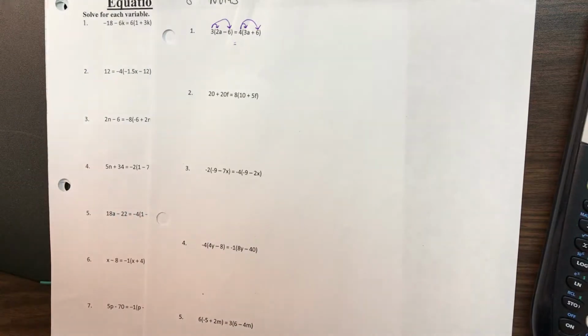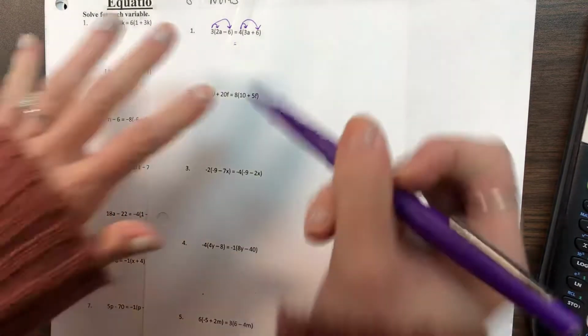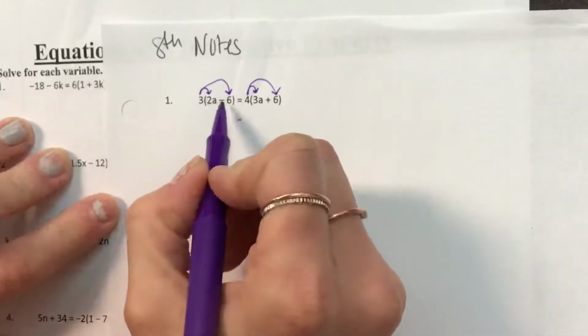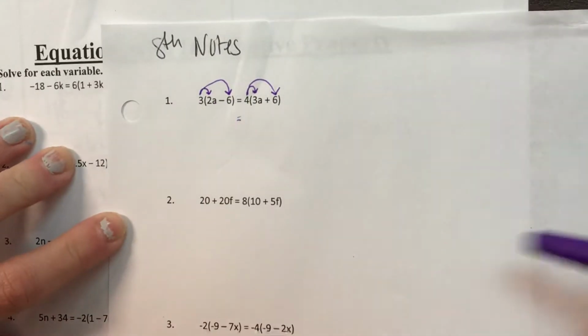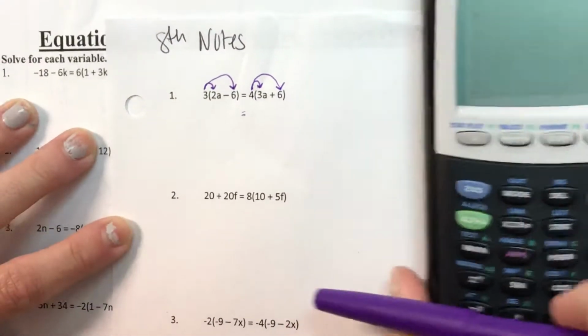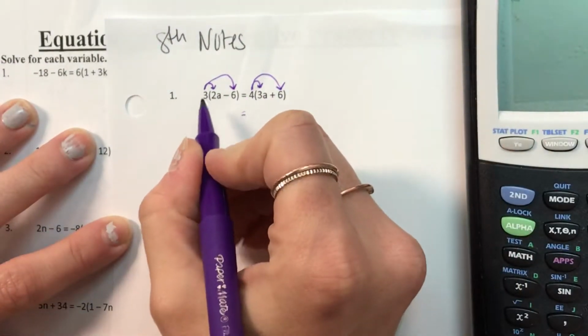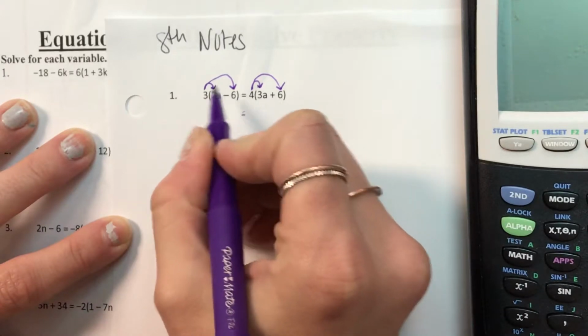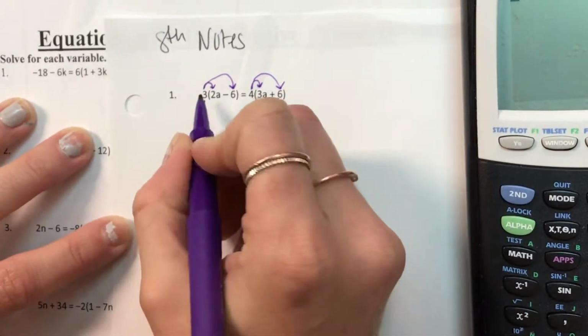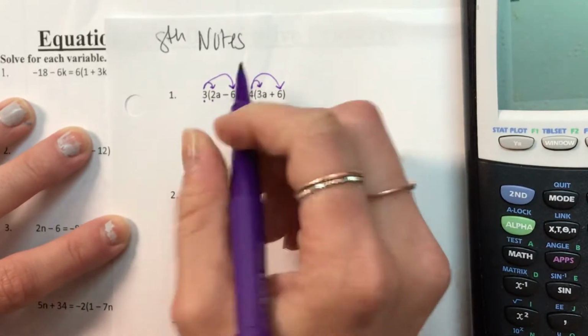So with the distributive property, anytime we have a number outside of a parentheses, when we're following PEMDAS, we have to do what's in the parentheses first. However, if we have something on the outside, we want to combine it. And the way we combine it is by multiplying what's on the outside by what's on the inside.